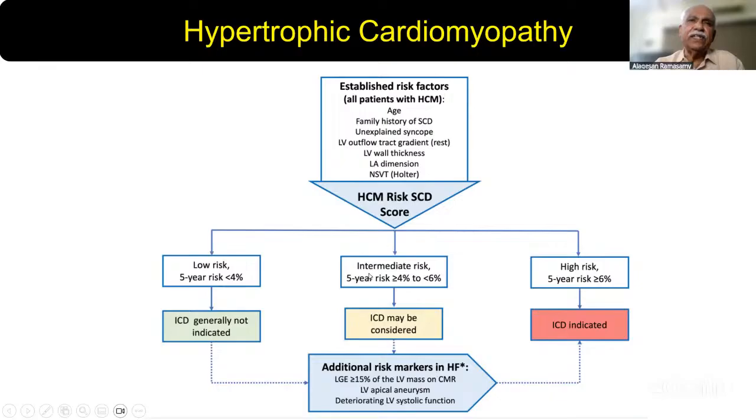And there is a risk score. The European Society of Cardiology has come out with a risk score. If the risk score is less than 4%, then the risk is low. If the risk score is more than 6%, then the risk is high, and in these patients ICD is indicated. In 4 to 6%, we can look at other parameters like left ventricular fibrosis of more than 15 millimeters as shown by gadolinium enhancement, left ventricular apical aneurysm, or left ventricular systolic dysfunction. If these three parameters are present, then they are at risk of developing ventricular tachycardia and sudden cardiac death, and the ICD is usually indicated.